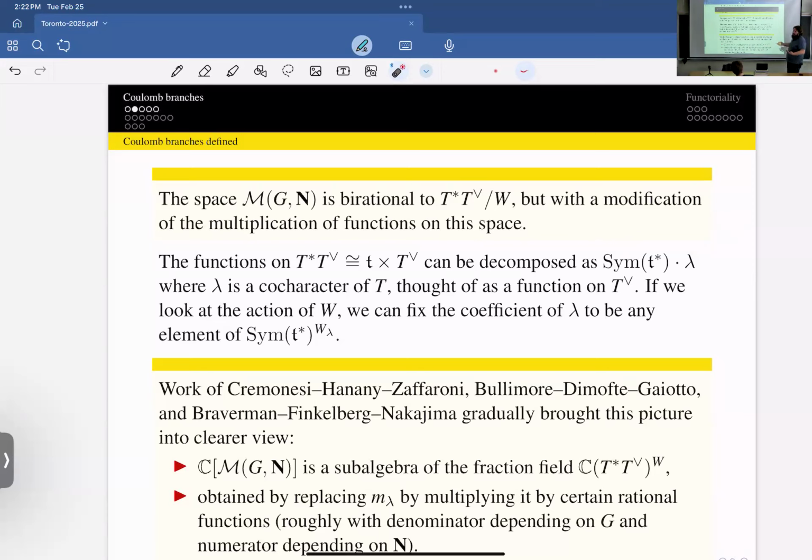So let's say a dominant co-character, and I get to multiply that by an element of these symmetric polynomials, functions in the dual of the Lie algebra, symmetric under the stabilizer of that co-character. Now again, you'll note here, no dependence on n. So this kind of size of the representation, it always has this description, and there are various different ways of thinking about it. One way to think about it is I kind of deform how I multiply these guys.